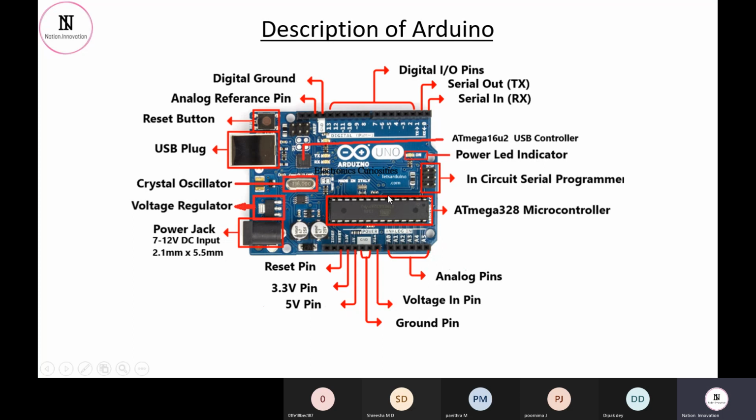Fine. Other than that, when we look over this side, this is the jack of the digital pins available on the Arduino. From pin number 0 to pin number 13, we have the digital pins D0 to D13. So on average, it's 14 pins for digital input output purpose.